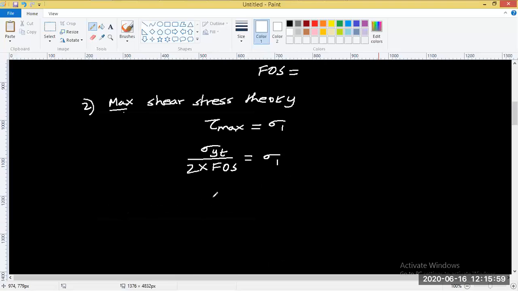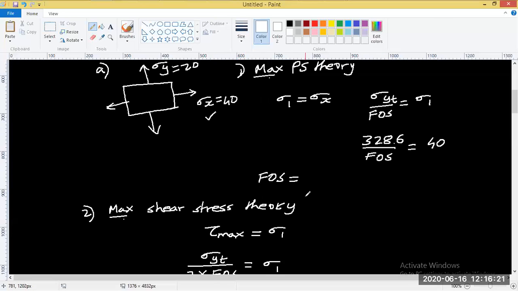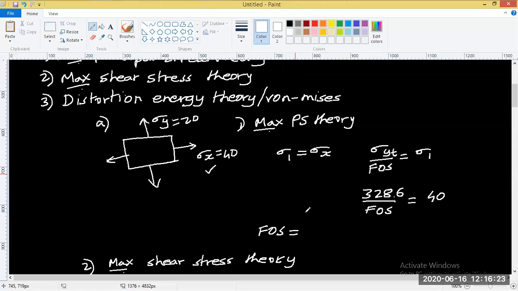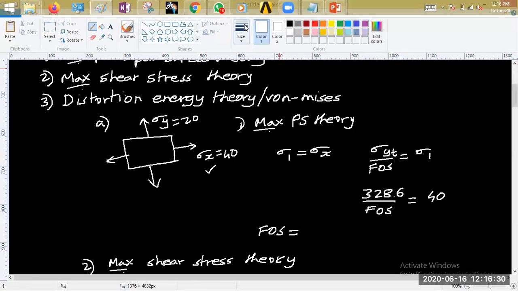So sigma yt is 328.6 over 2 into factor of safety, equal to sigma 1, which was our maximum stress, that is 40. So again, with this, you will get the allowable factor of safety for this particular material here. According to principal stress theory, you may get one factor of safety. Let's divide this. If you already divided, you can post it in the group chat.